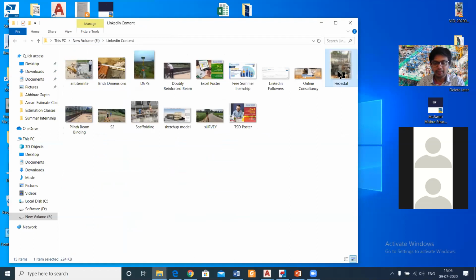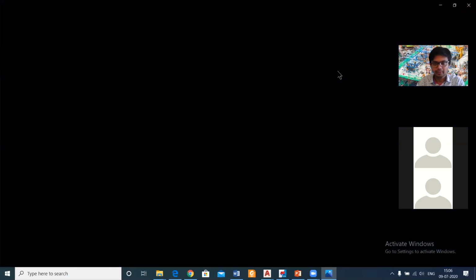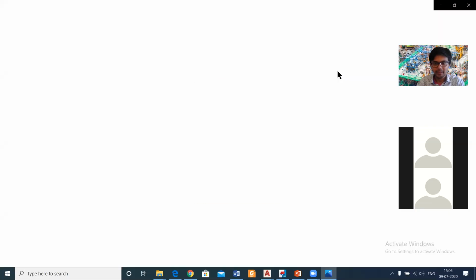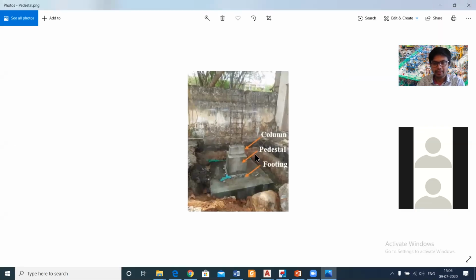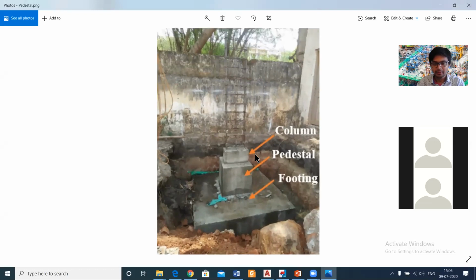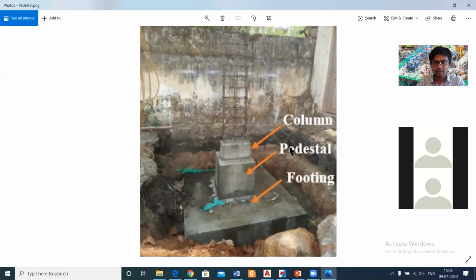Here we have this. Is the screen visible? Okay, sir. So as you can see, this is a column. The reinforcement is complete, but the casting has not been done completely. But this will be a column. In this portion, this is a column, this is a pedestal, and this is a footing. So what is the difference between these two?